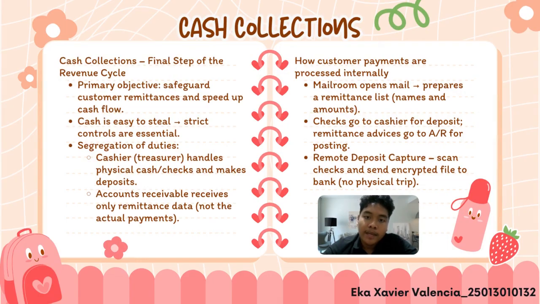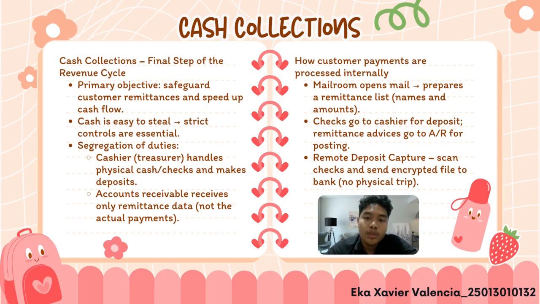The final step in the revenue cycle is cash collection. The primary objective here is twofold. First, to safeguard customer remittances, that means cash and checks, and the second, to speed up cash flow. Why is safeguarding so important? Because cash is easy to steal, so strict controls are essential.